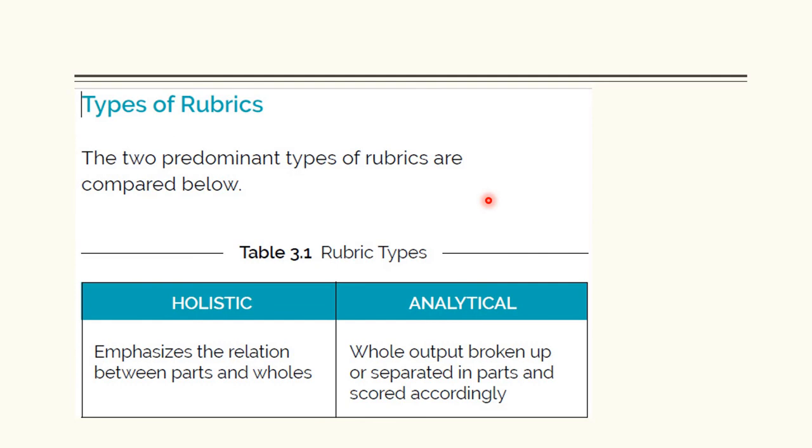So there are types of rubric. The two predominant types of rubric are compared below. So na siya duha ka buok, holistic and analytical. So holistic emphasizes the relation between parts and whole, while analytical will be whole output broken up or separated in parts and scored accordingly. So let's have more description for these two types of rubric.